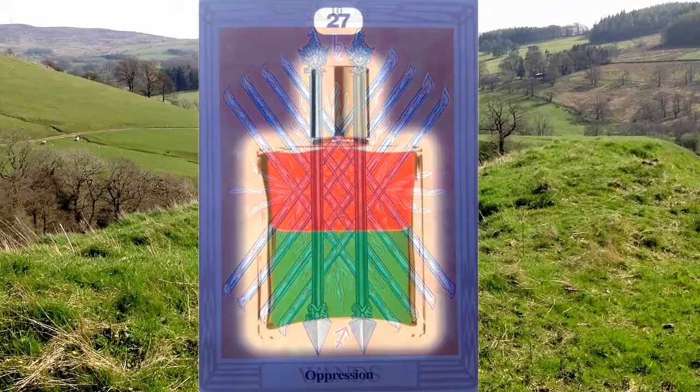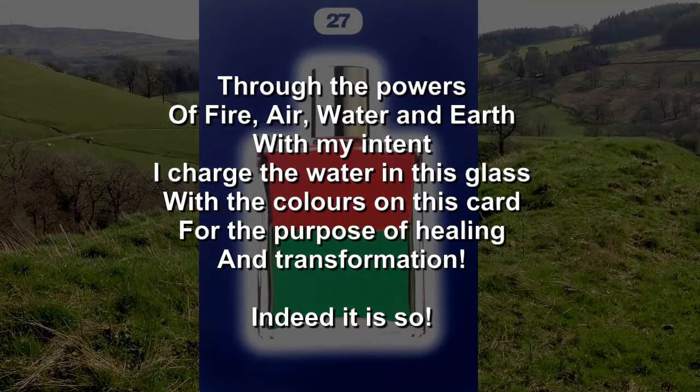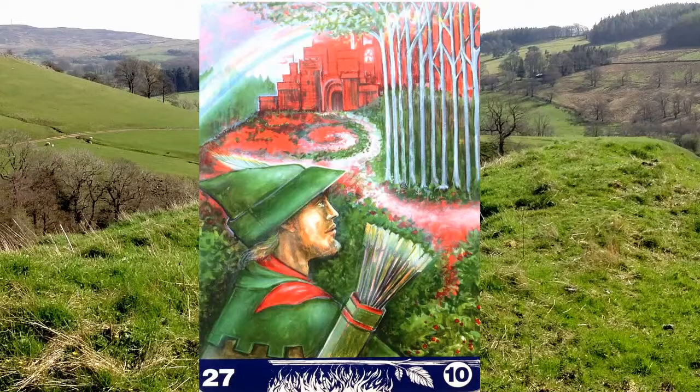It's quite an issue. And here are the colours, and we've seen these so familiarly because these colours were actually reversed last time with the strength card. It was the green at the top and the red at the bottom. Now here they are with the red at the top and the green at the bottom. And using the water in the glass, see film number 1 for that. We turn the card over, and here we've got Robin Hood.